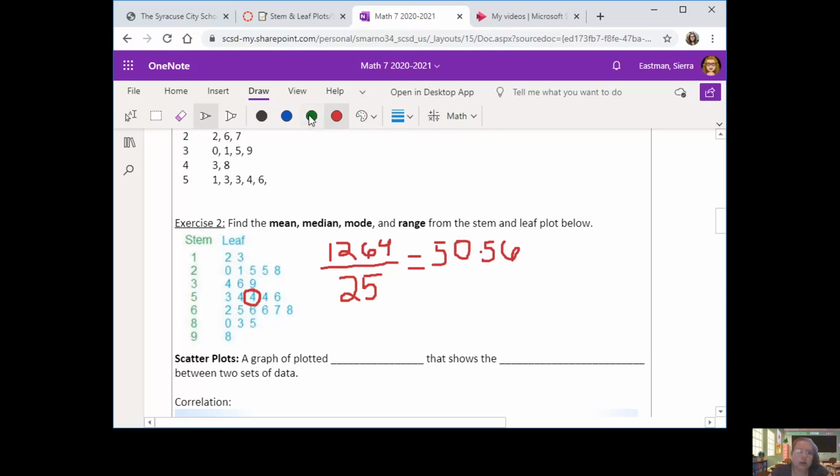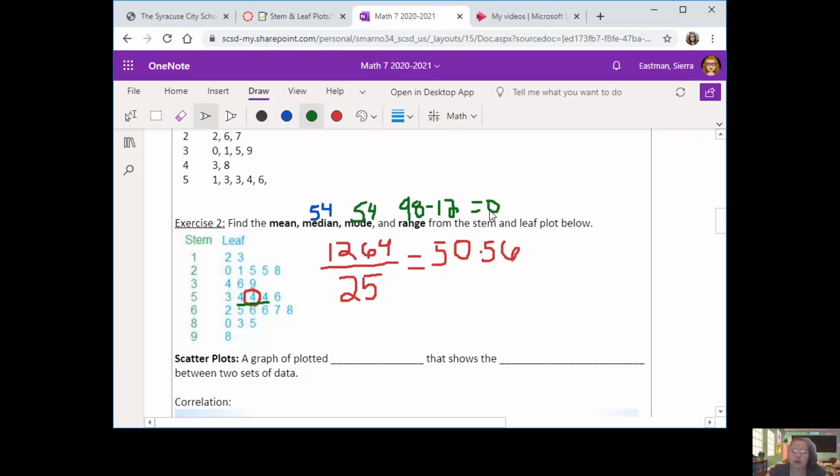For the mode, we're finding which one is repeated the most. Okay, so our mean was 50.56. Our median is 54. We just found that by finding the middle. Our mode is which one is repeated the most. And so we see all of these 4s here. That means 54 is the mode as well. And then our range. We said our smallest number is 12, but the biggest number is 98. So when we subtract those, we find our range, which should give us 86.